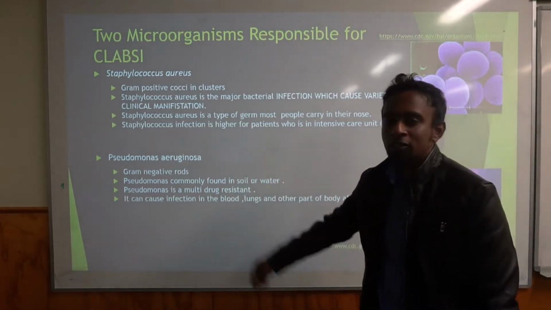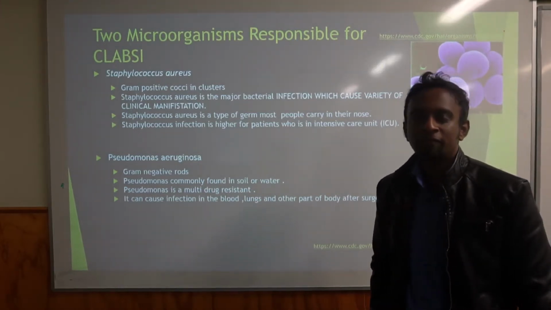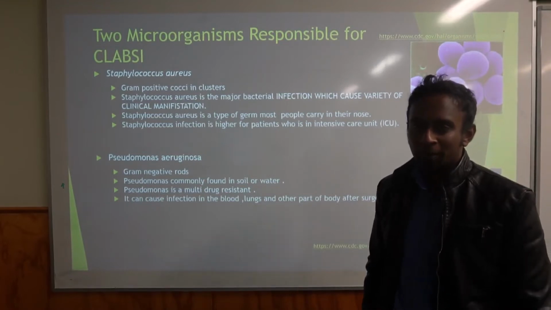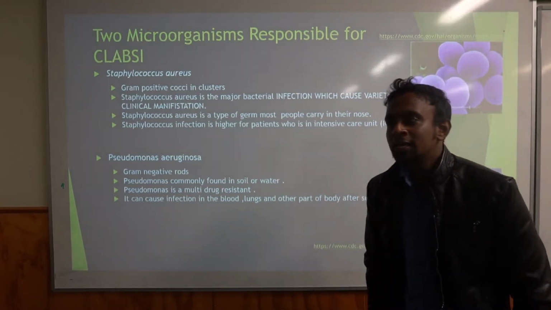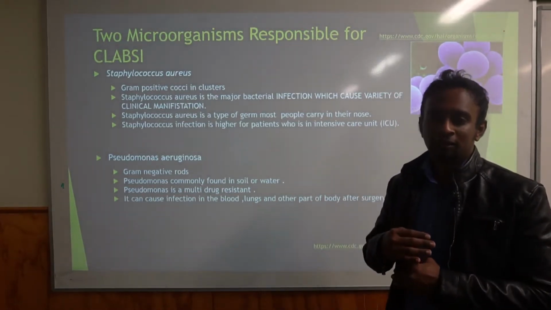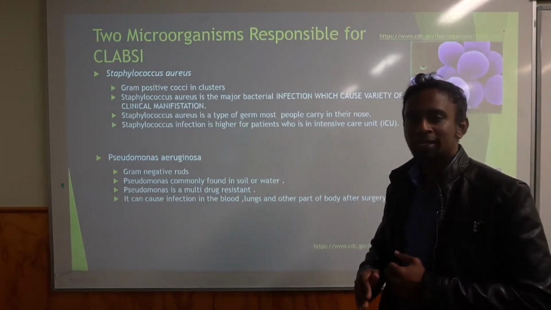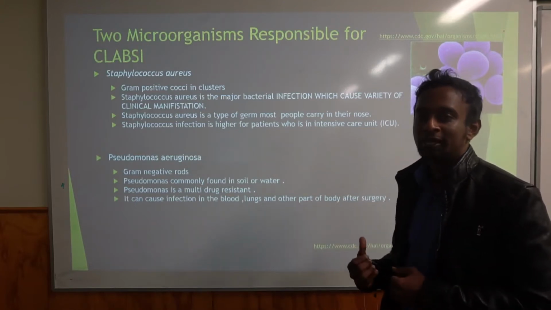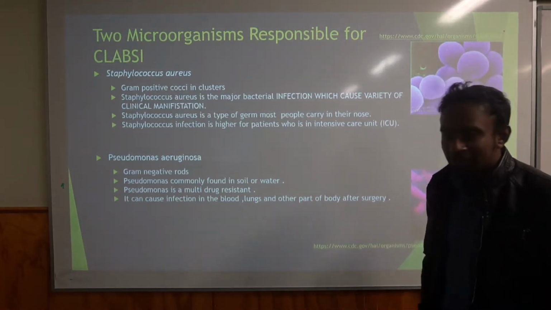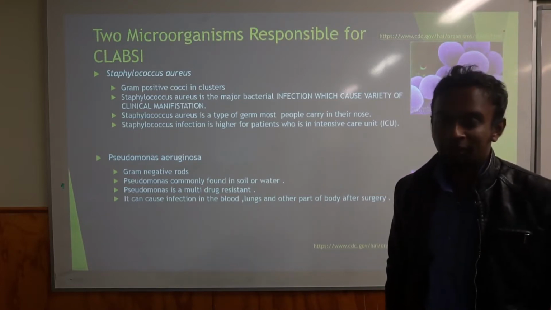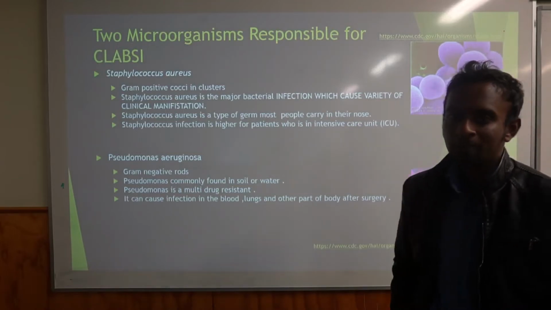Pseudomonas aeruginosa is commonly found in soil or water. In the hospital setup, it can be found on medical equipment as well as on the walls. Pseudomonas is multi-drug resistant. It can find new ways to stop the antibiotic, so the next time the antibiotic is used, it cannot be useful. It can cause infection in the blood, the lungs, and other parts of the body after surgery. Post-operative surgical infection is more common with Pseudomonas aeruginosa.